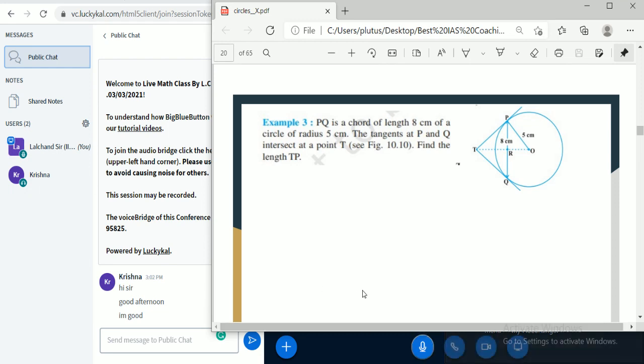So let us start with the previous lecture. We have discussed circles in the previous lecture. We were solving some problems in the last lecture, so today we are going to continue with all those problems. So try this problem. First read this question properly and try to solve it.